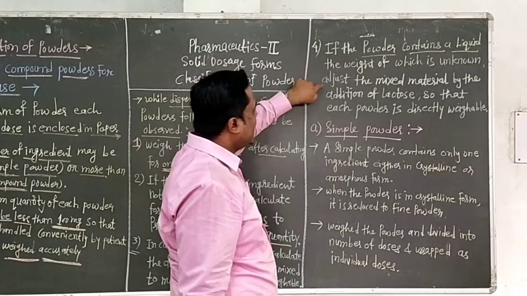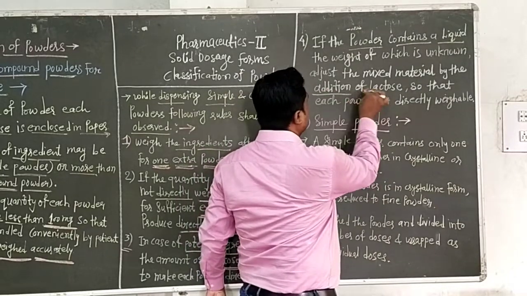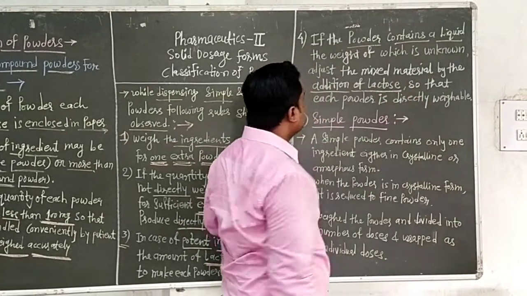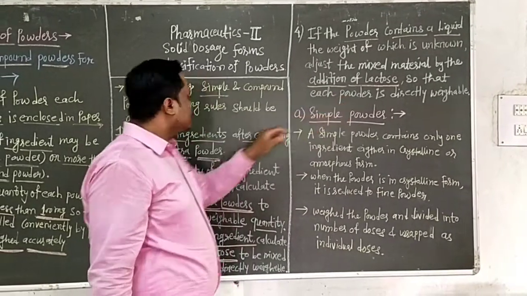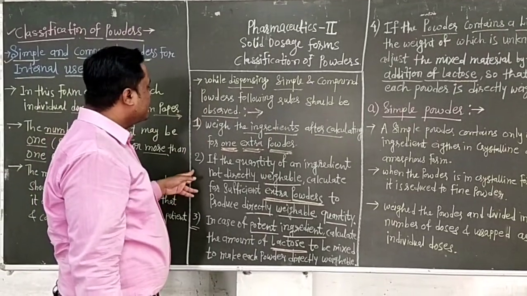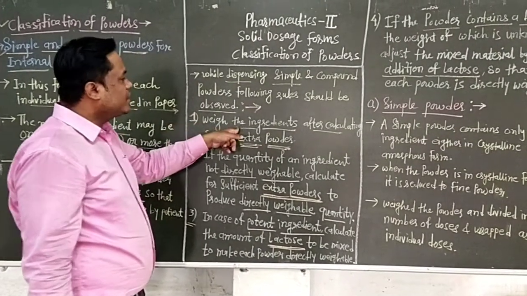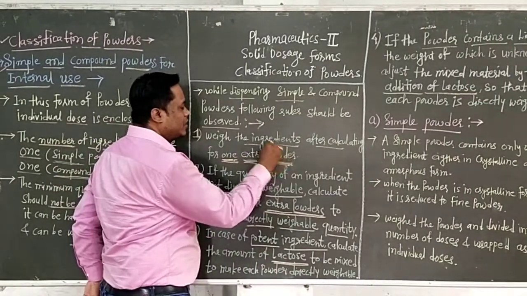Then in this case, adjust the mixed material by the addition of lactose. In this case also we have to add lactose so that each powder is directly weighable. So these are the conditions while dispensing the simple and compound powder. The first is where the ingredients after calculating one extra powder should be calculated.